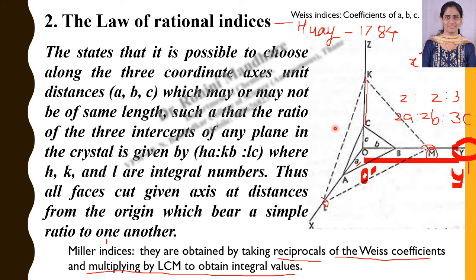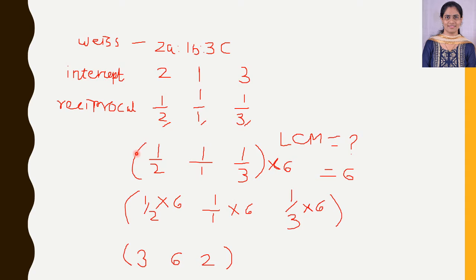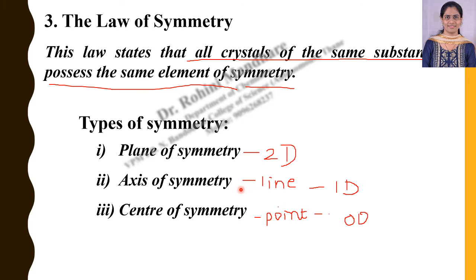Then in the law of rational indices, we have seen about the growth of crystal. It always takes place in a ratio ofHA : KB : LC, where we have followed the calculation of Miller indices. Miller indices are obtained by taking the reciprocal of base indices and multiplying by the LCM to obtain integral values. So go through examples of calculation of Miller indices for given species. When calculating the LCM for fractions, you take the formula; the LCM of whatever is in the denominator is what you have to find.